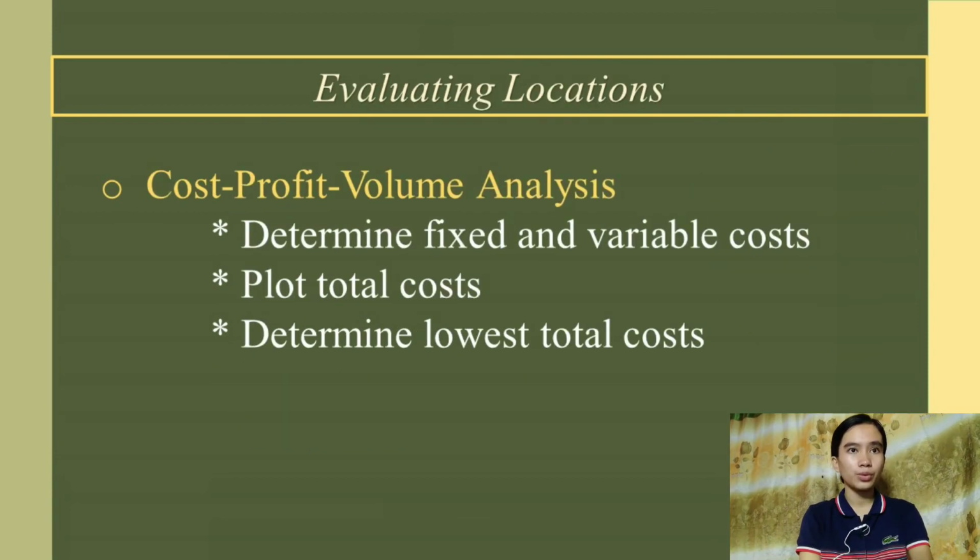So we will now proceed to evaluating locations, and first off is the cost or profit volume analysis, wherein in deciding locations, possible profit is seen to be one of the most important objectives. And with this, as early as today, a company must first evaluate and analyze the profit and cost that will be incurred in the future. In doing so, we need to determine the fixed and the variable cost, plot total costs, and determine the lowest total cost to decide where will be the next location of our business.